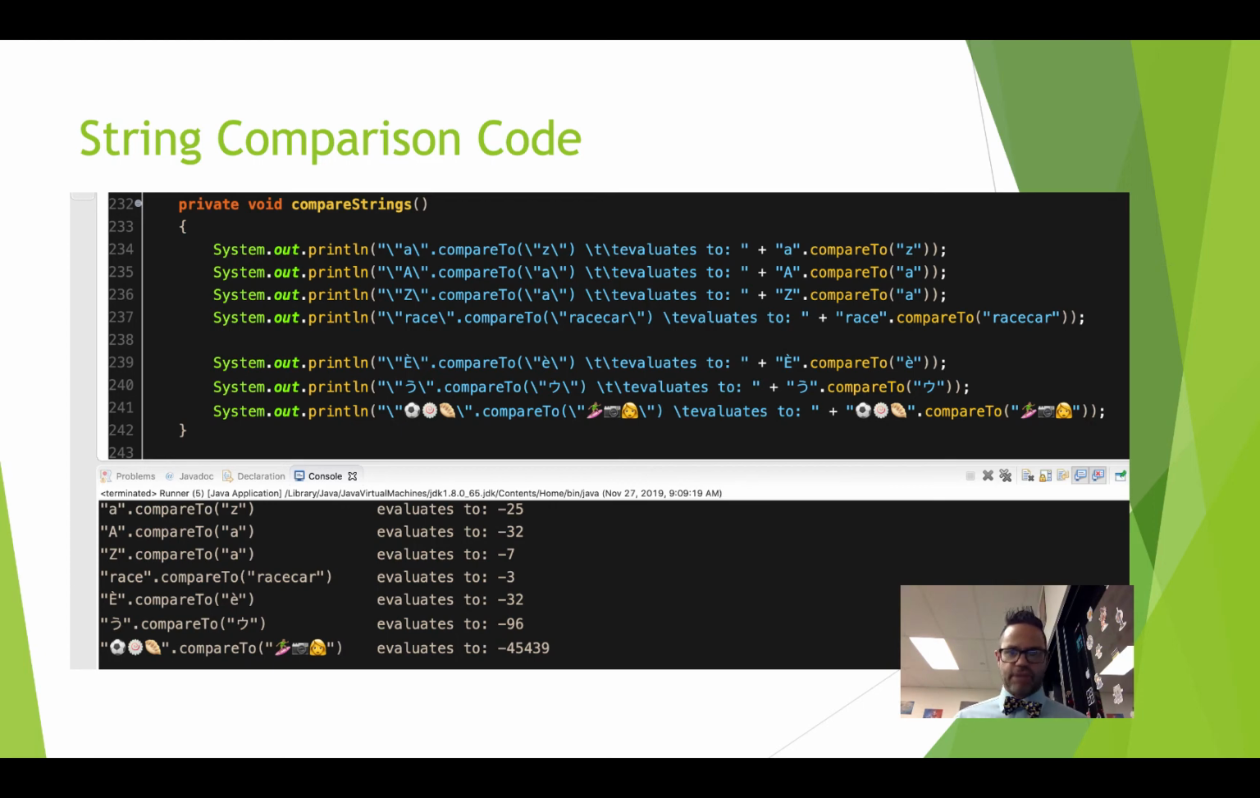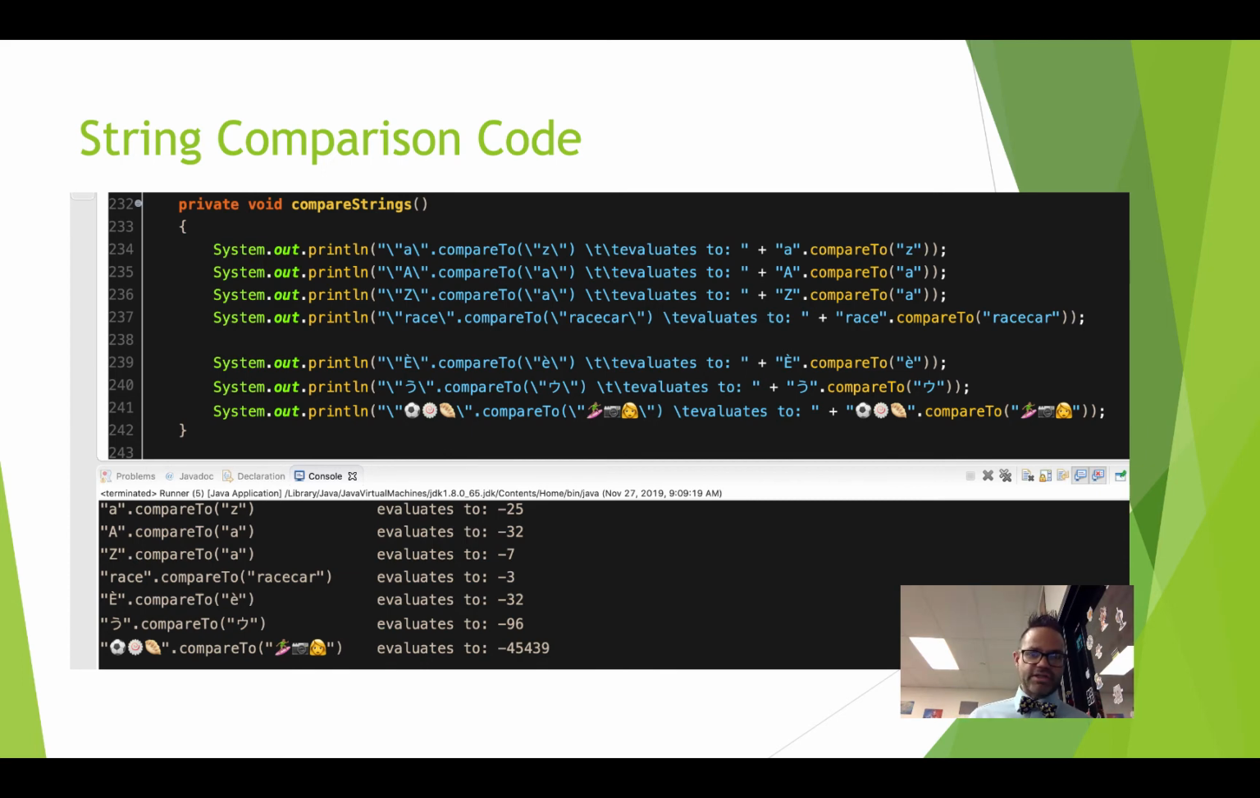So my compare strings method, and I have a compareTo z and what it evaluates to, and then a, za, race, race car. For non-English letters, we have the e-acute and e-grave compared to the lowercase e-acute and e-grave for that compareTo. And then using a completely different language, using the Japanese character sets of hiragana and katakana, we have the hiragana u compared to the katakana u and see what that result is. And so we'll take a look at that. And then we have emoji.